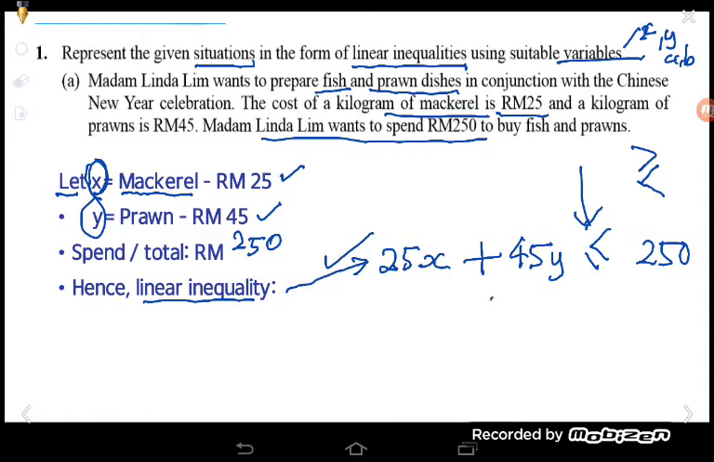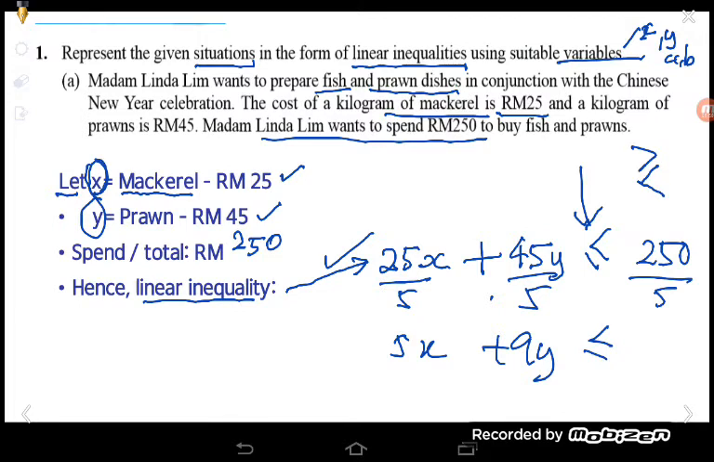And actually you can also simplify this linear inequality. You can see this one, you divide by 5, divide by 5, divide by 5. So this is 5x plus 9y less than or equal to 50. So you can write either one. This one is more simplified.